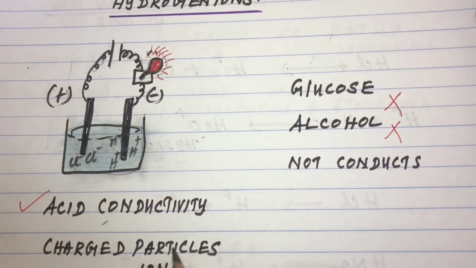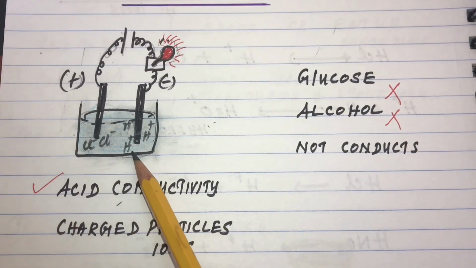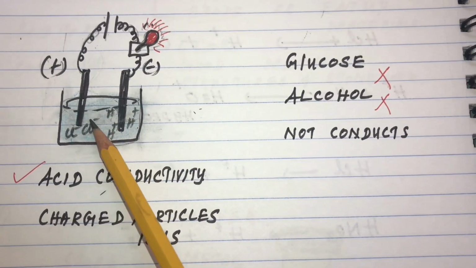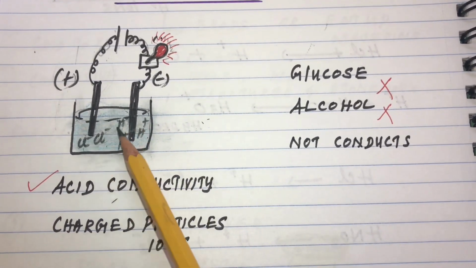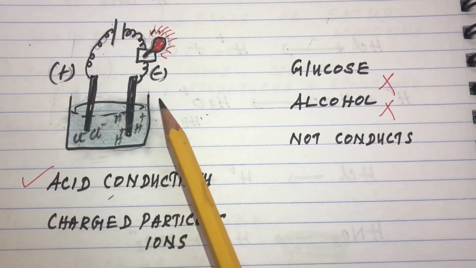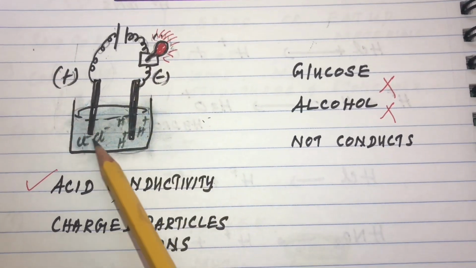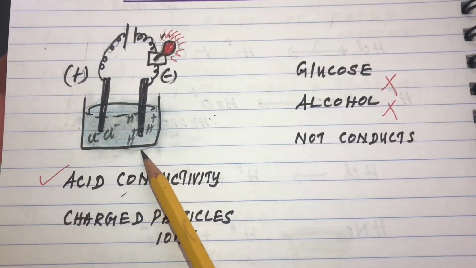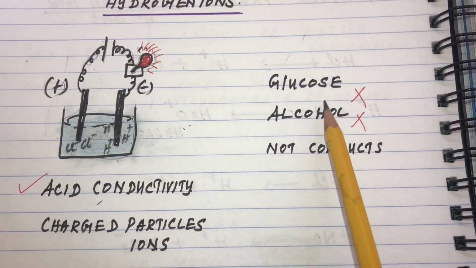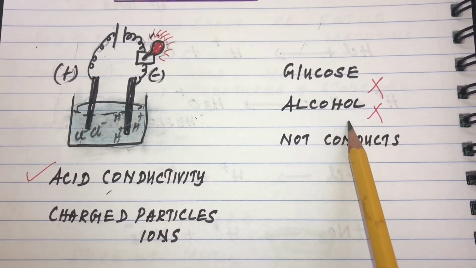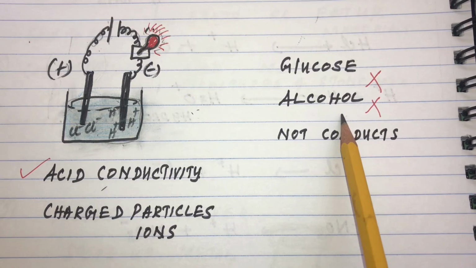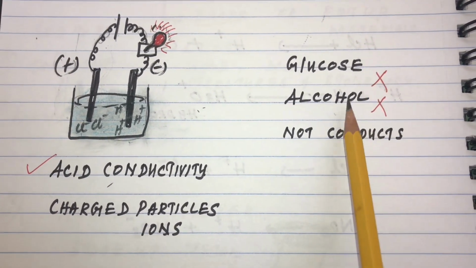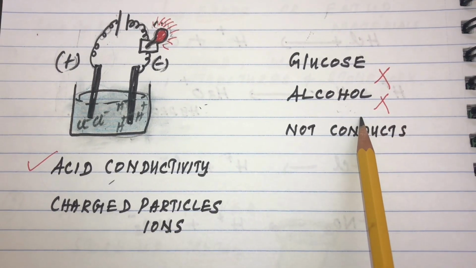Also, when an acid is in solution, the H plus ion goes to the negative plate and the Cl minus ion goes to the positive plate. The movement of ions to the oppositely charged rods conducts electric current in an electrolytic cell during electrolysis. So an acid solution is a good conductor of electricity. Glucose and alcohol do not give H plus ions or any ionic particles in solution, so they do not conduct electric current.